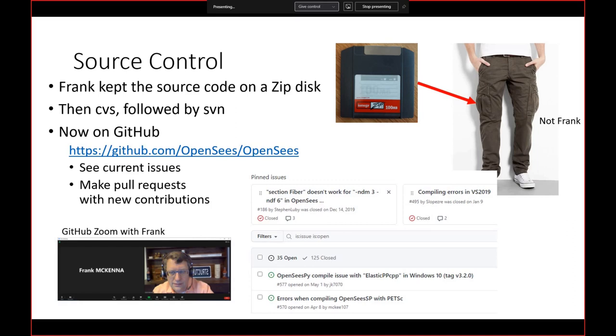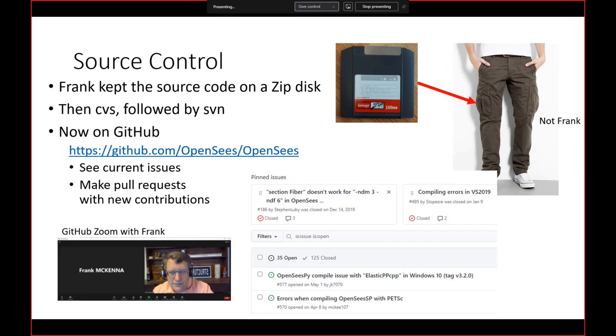So, source control. Frank kept the source code on a zip disk for a short time. And he wore cargo pants, and he would always put the disc at the end of the day into the front pocket of his cargo pants. This is not Frank, by the way, but I was instructed that if he was hit by a bus, to extract the zip disc from his dead body, if necessary. Fortunately, that didn't happen. But that was not a sustainable approach to source control, right?